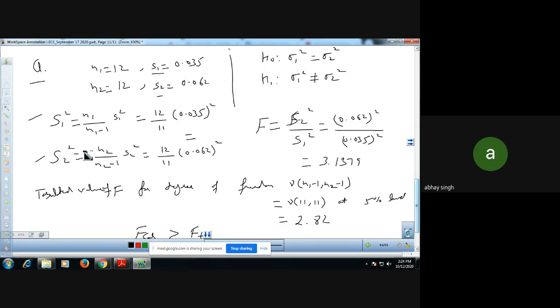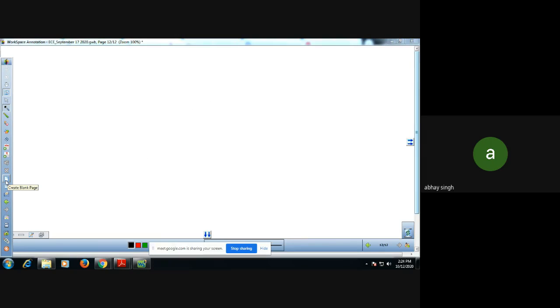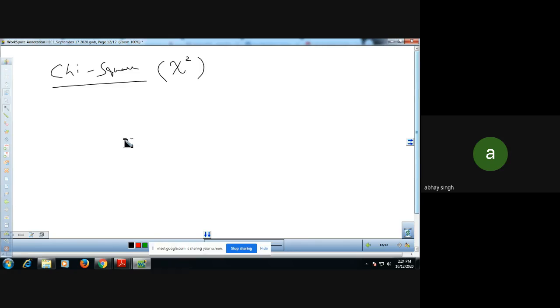Now, after F test, we have another important test, that is the chi-square test. This is the symbol of chi and its square. So chi-square test will be used. And the best fit question will come under this section, that whether the fitting is the best fit or not. Now, how to do the questions related to chi-square? It is very easy. Suppose we have a question.